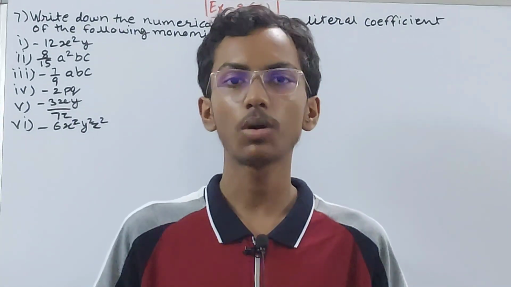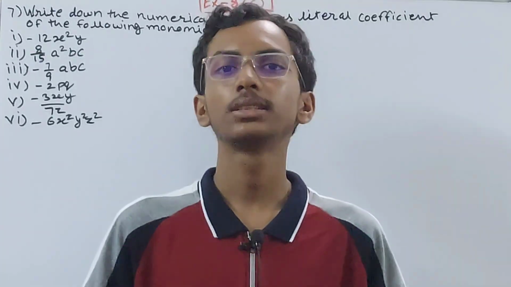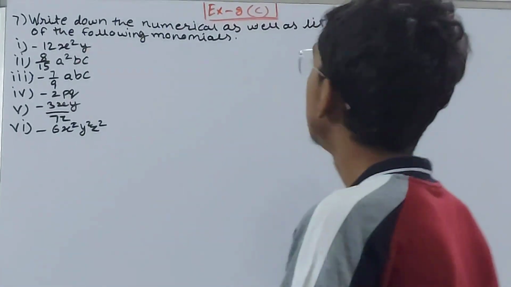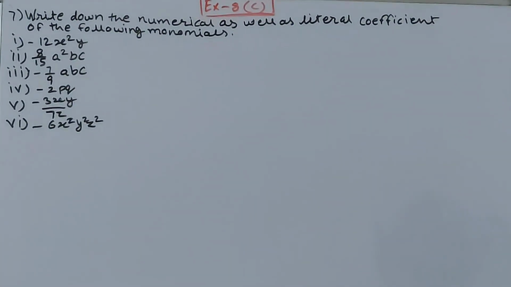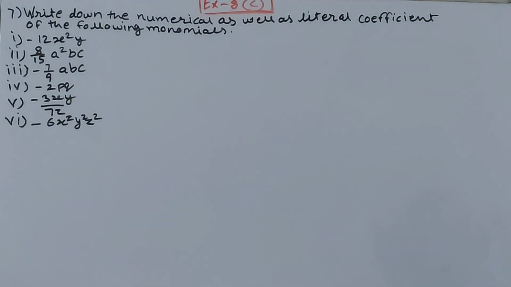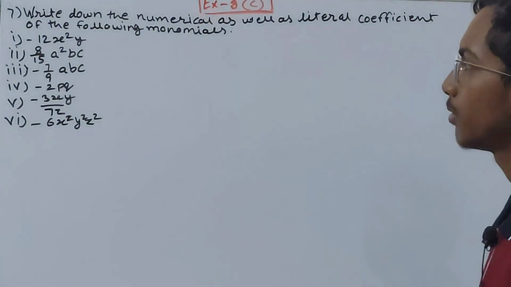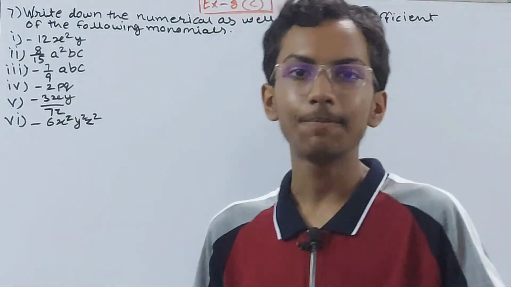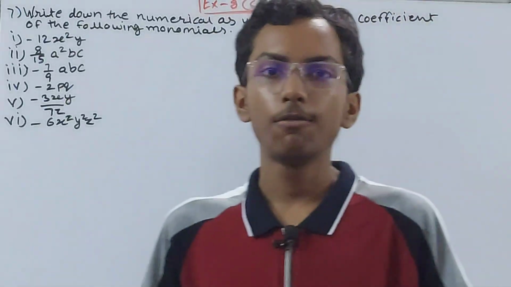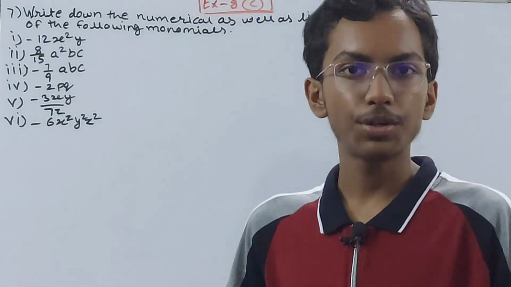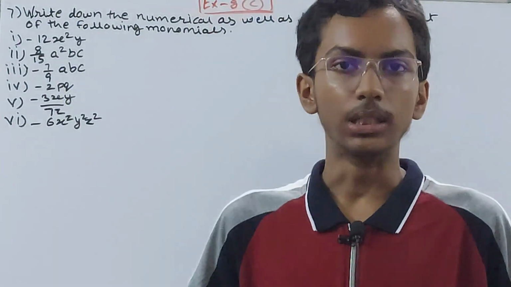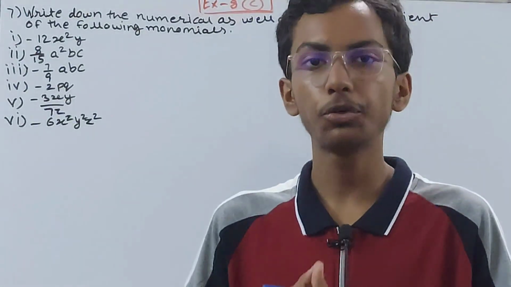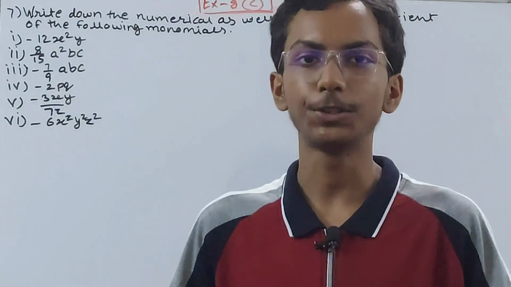In this video, we are going to solve ICSE Mathematics Class 6 Chapter 8 Introduction to Algebra Exercise 8C question 7. It says, write down the numerical as well as literal coefficient of the following monomials. Now you have to be careful in writing down the coefficients. It is not simple that we can leave whatever for the coefficient is asked and write down everything else. That will not work here because they have classified coefficients into two types, numerical and literal coefficients.